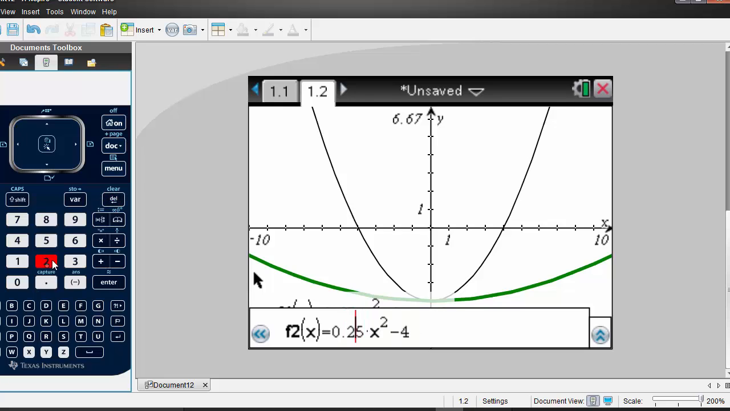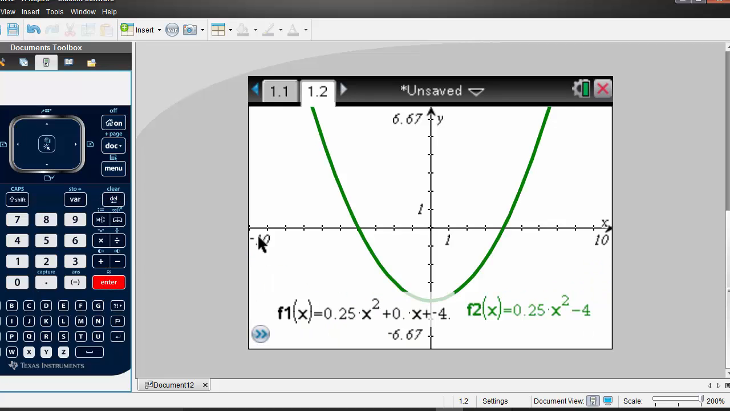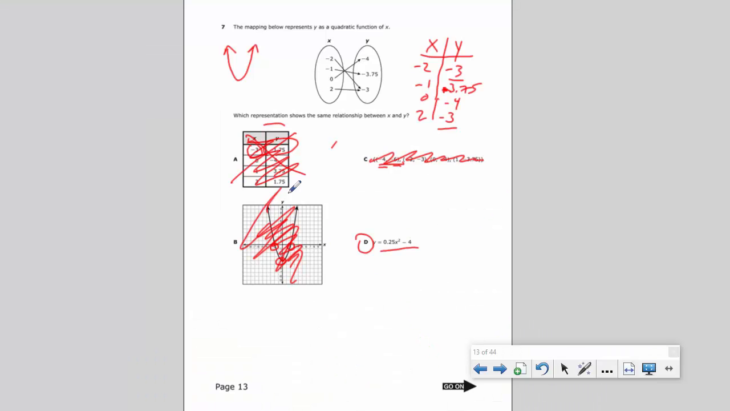I put an extra 0 in there. Let's try that. Okay, as you can see, it lays right on top of that graph. This is actually matching the same graph I already had. So this is actually the correct answer. It matches the exact same graph. So we'll select the answer D. Long-winded explanation, but this is how we're eliminating all of our answers.